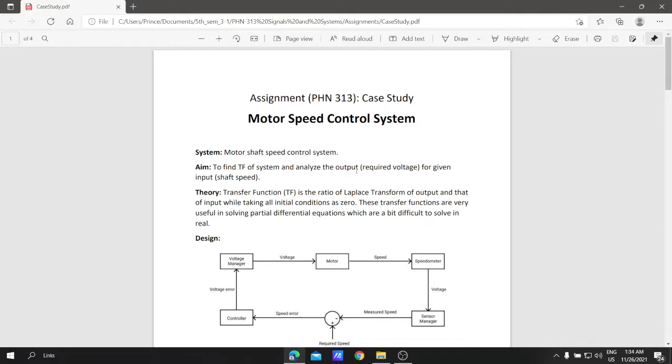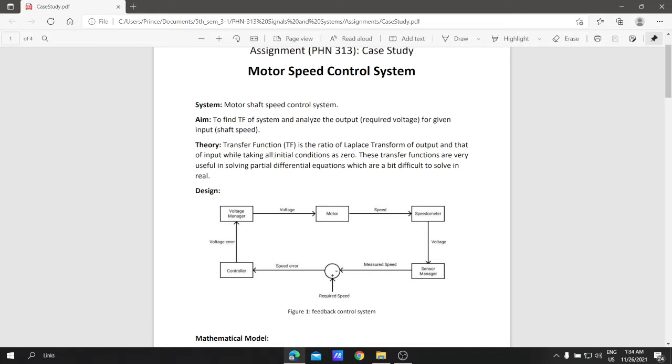I am going to present my case study assignment, and for this I have taken a motor shaft control system in which I am going to find the transfer function of the system, for which the output will be the required voltage and the input will be the given shaft speed.